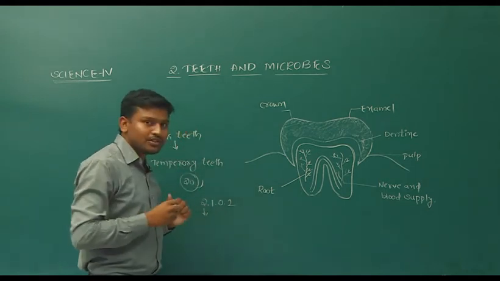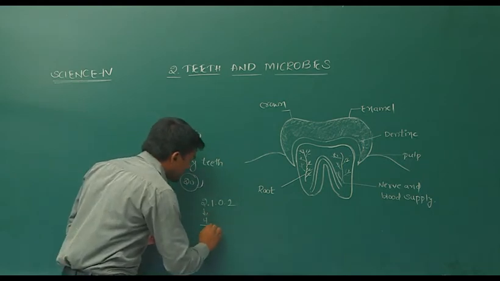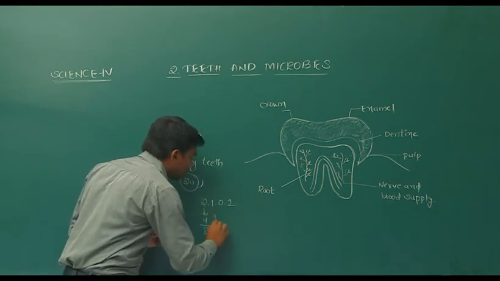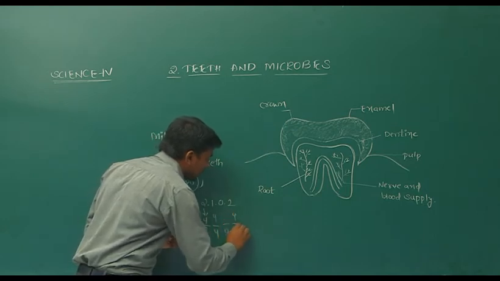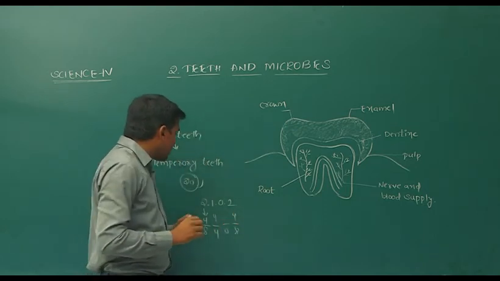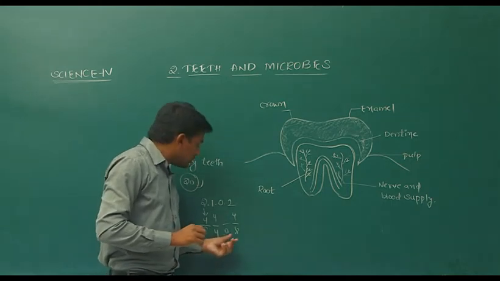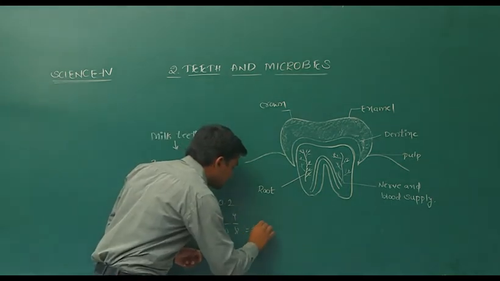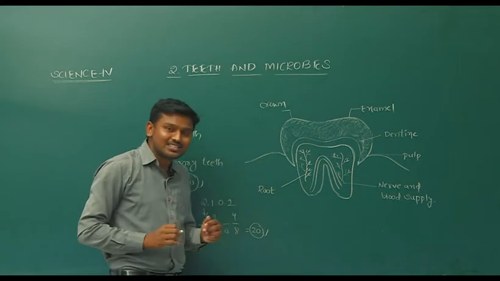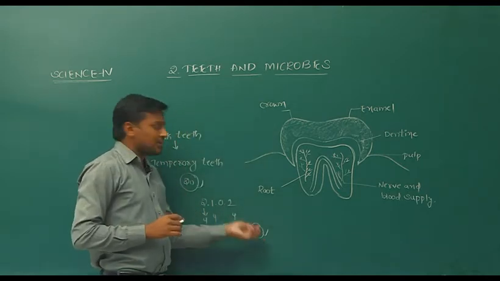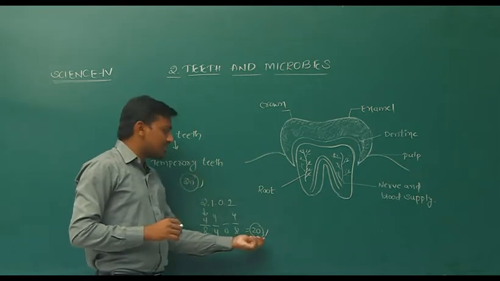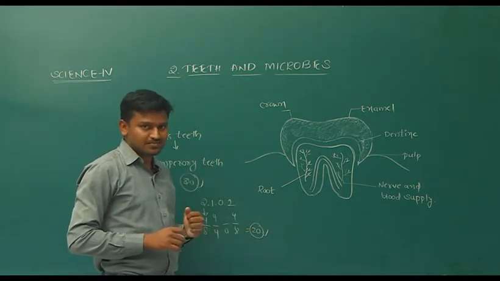And if you multiply with 4, 2 fours are 8, 1 four is 4, 0 fours are 0, 2 fours are 8. Then what value do we get here? 8 plus 4, 12, 12 plus 8, 20. So how many teeth in temporary teeth? They are 20. So temporary teeth is a set of 20 teeth.